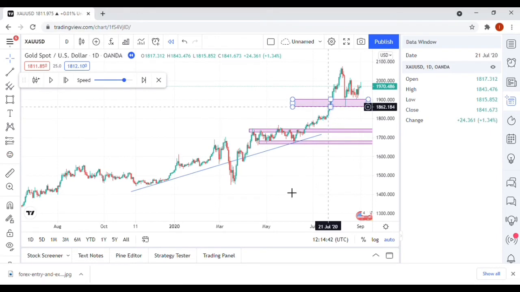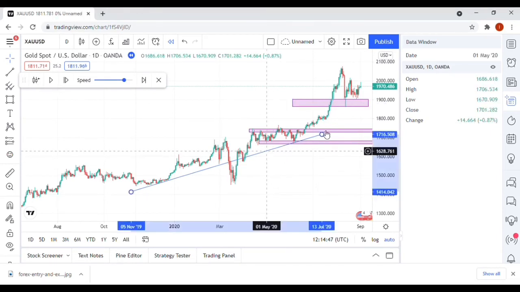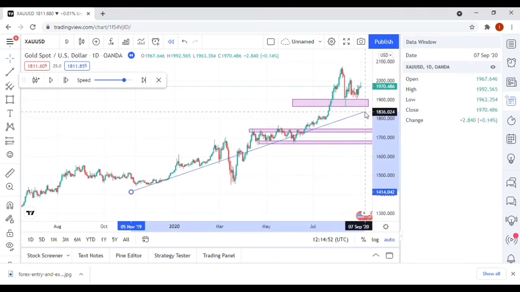So yeah, guys, that's basically it on candlestick. I hope all of what I've been teaching you did make a bit of sense.